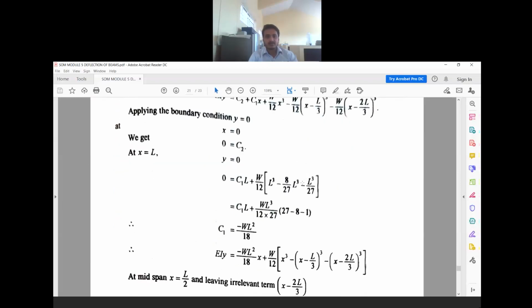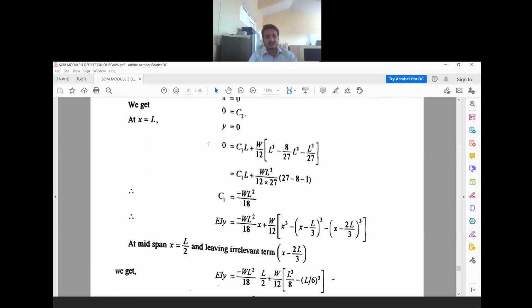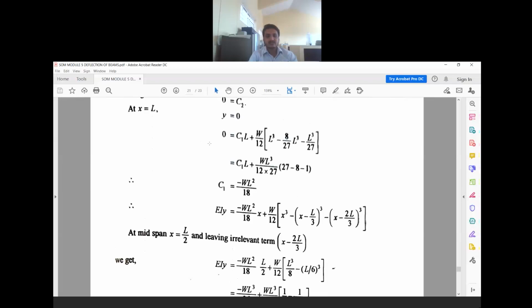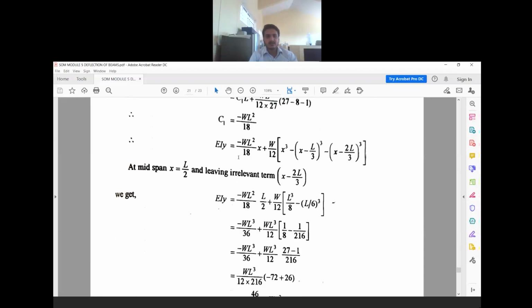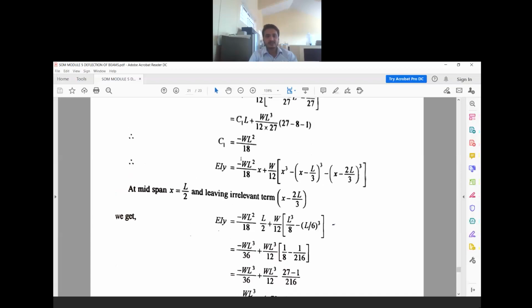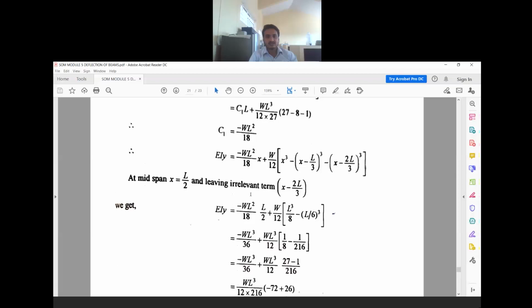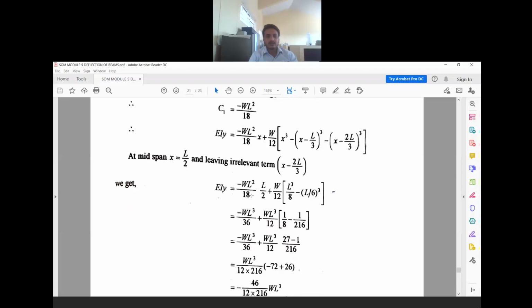Okay, so now apply the boundary conditions. When x is equal to 0, y is equal to 0. So we get C2 is equal to 0. At x is equal to L, y is equal to 0. So put x is equal to L, you will get C1, which is minus WL square by 18. So EI into y is equal to minus WL square by 18 x plus W by 12. So substitute clearly the values of C1 and C2, taking W by 12 as common. So at midspan x is equal to L by 2, leaving the irrelevant term x minus 2L by 3.